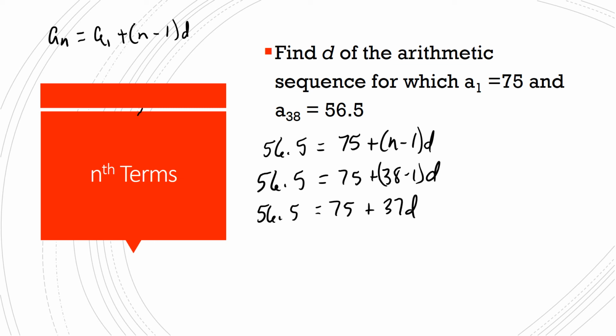All right, well, let's subtract 75 from both sides. And when we do, we're going to get negative 18.5 equals 37d. And what do you say we divide both sides by 37? And once we do, we're going to find that negative 18.5 divided by 37 gives us negative 0.5, or negative 1/2, and that is our common difference, using the explicit formula in this case to find the common difference. And we can find any variable. Later on we may look at one where we find a_1 using this explicit formula.